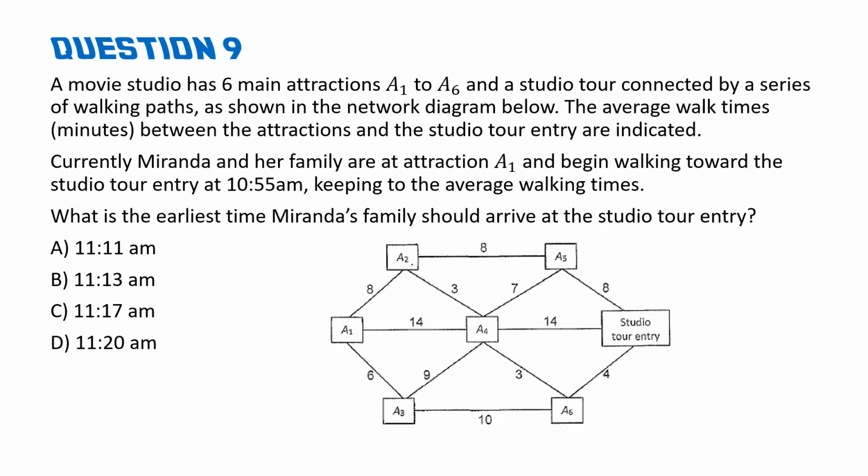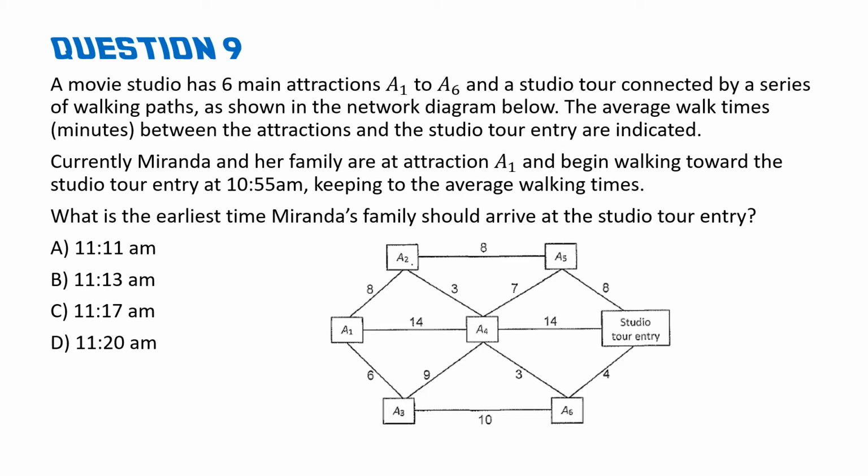Question 9. A movie studio has 6 main attractions labelled A1 through A6, and there is a studio tour connected by a series of walking paths, as shown in that network diagram below. The average walk times in minutes between the attractions and the studio tour entry are indicated. Currently, Miranda and her family are at attraction A1 and begin walking towards the studio tour entry at 10:55 a.m., keeping to the average walking times. What then is the earliest time that Miranda's family should arrive at the studio tour entry?